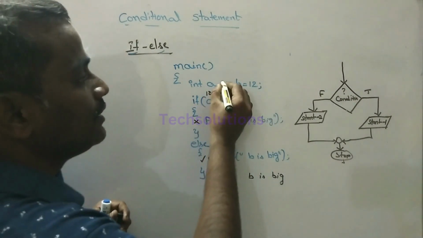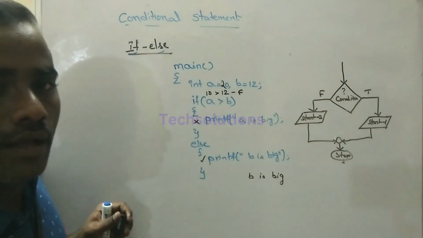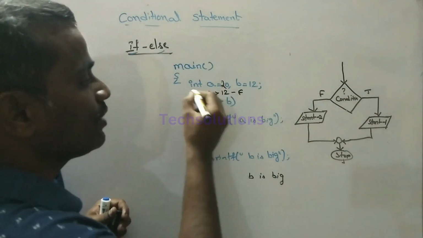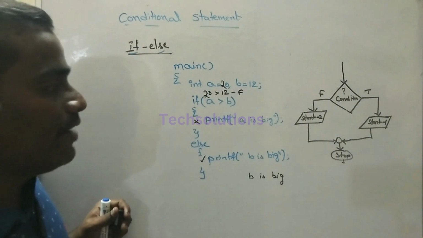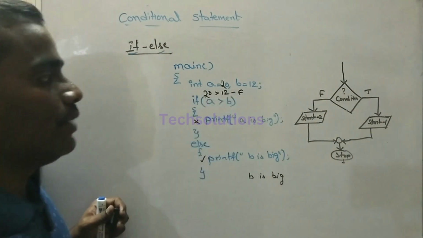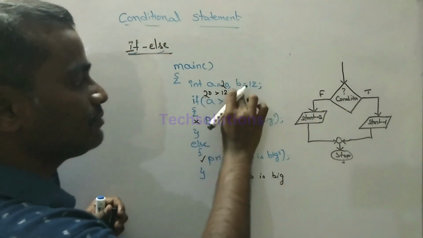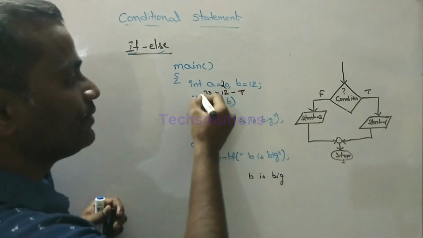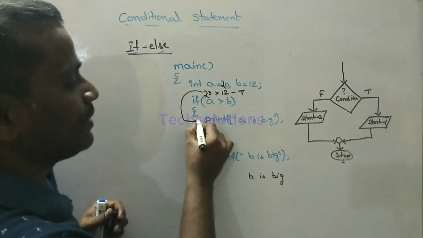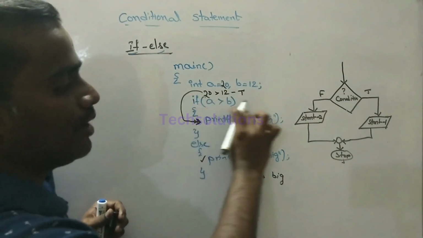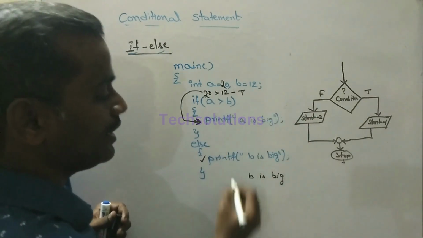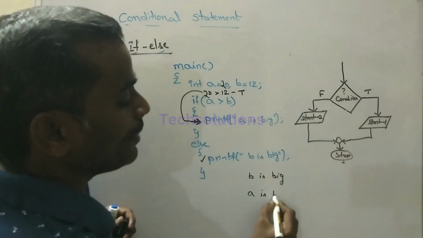Suppose I take a value as 20. Now we check the condition again. If a is 20, 20 is greater than 12. Is it true or false? For this condition, it is true. If it is true, this true block will be executed. What is the output here? You get a is big.